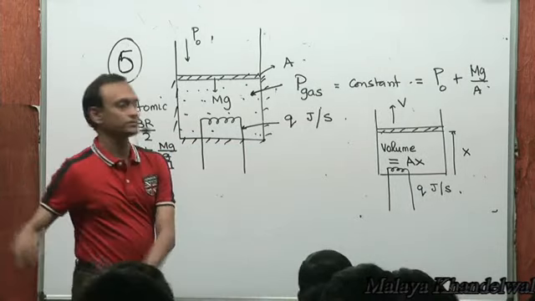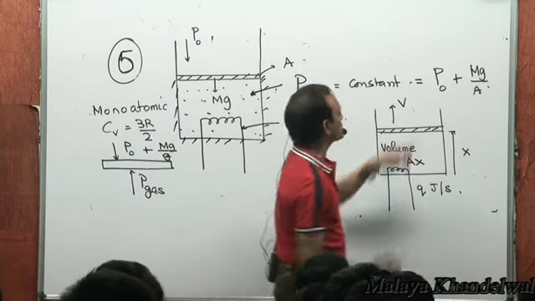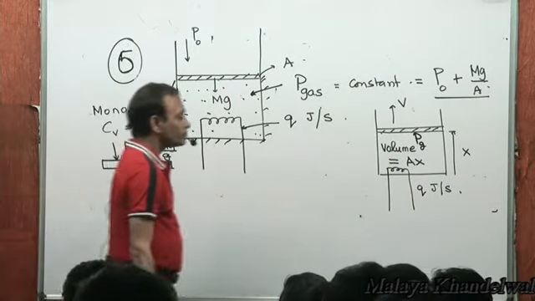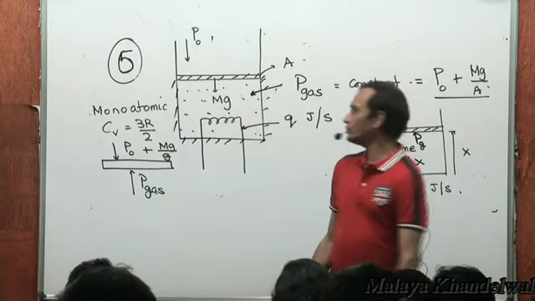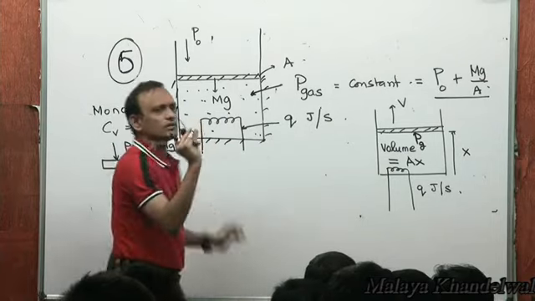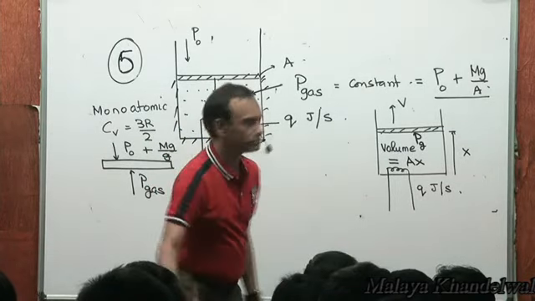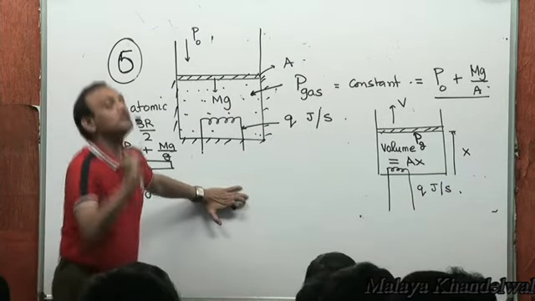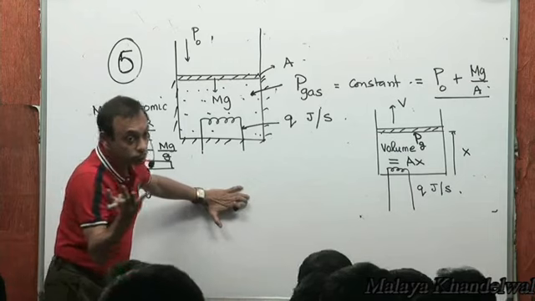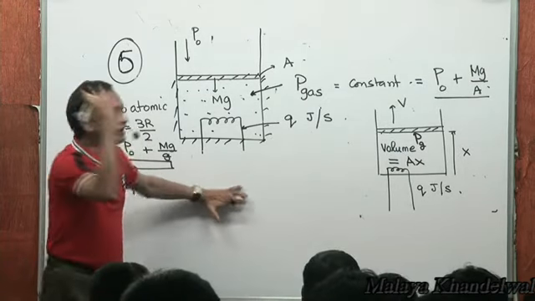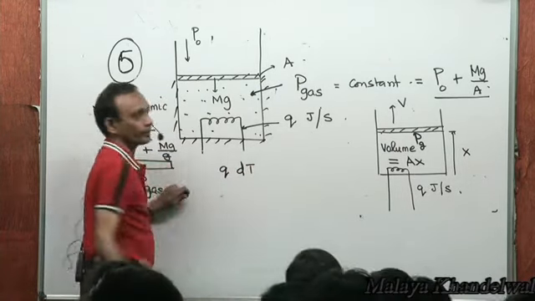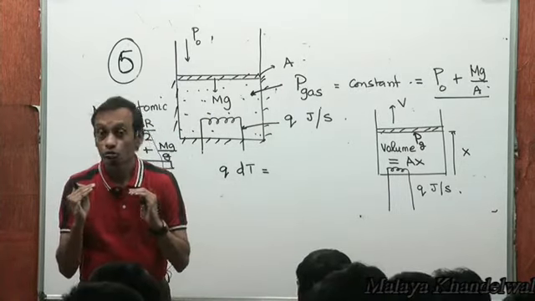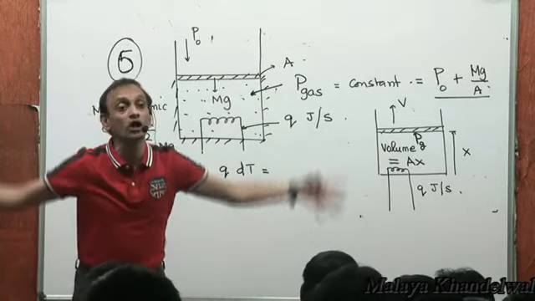Now, first things first: the first law of thermodynamics. The pressure of the gas remains the same, say Pg, which is P0 plus mg by A. Say in a small time dt, what would be the heat supplied? Q dt. Yes or no? Now, where does it go? Change in internal energy plus work done. There is volume expansion and consequently work done.